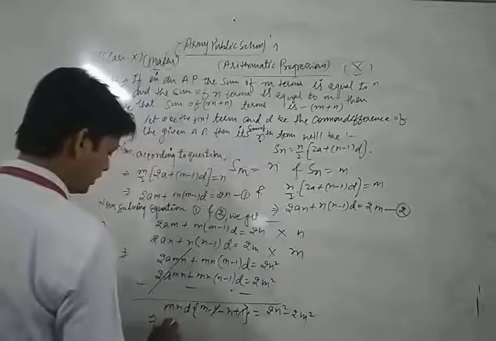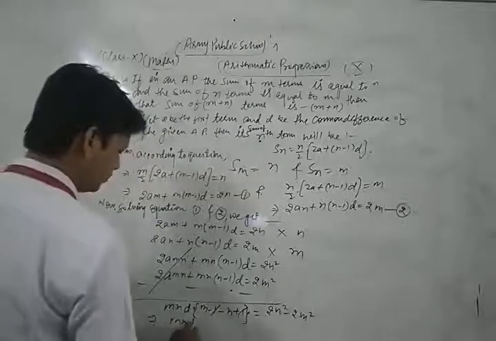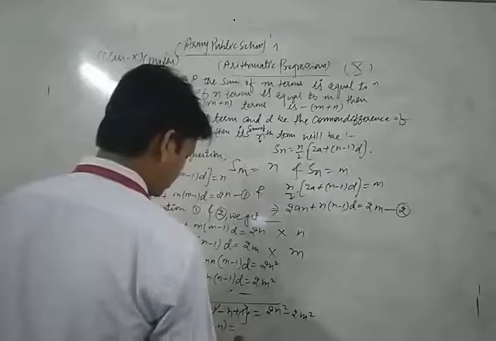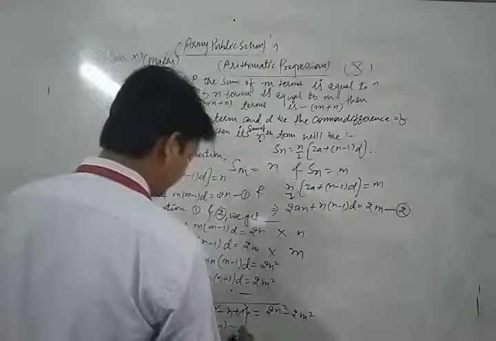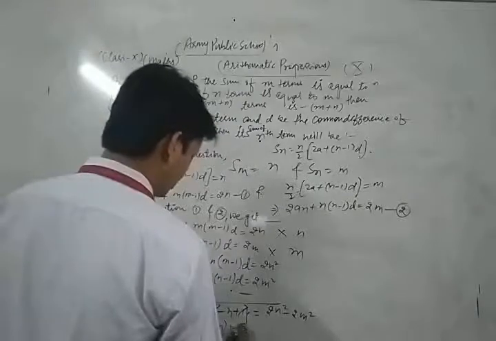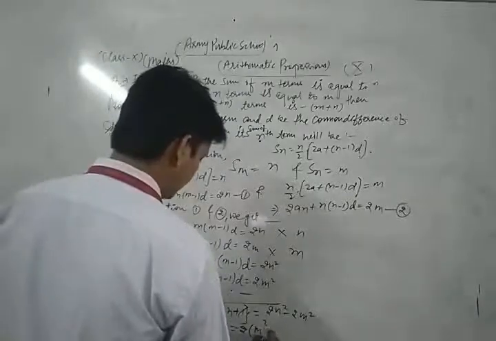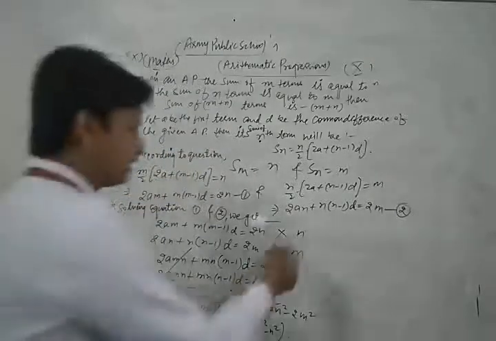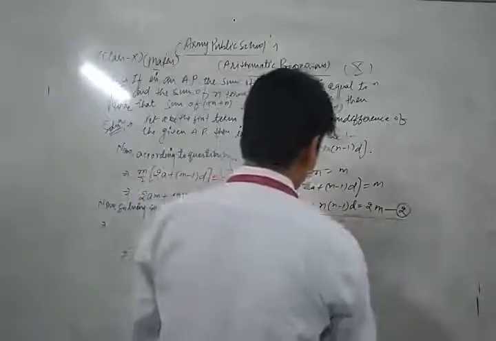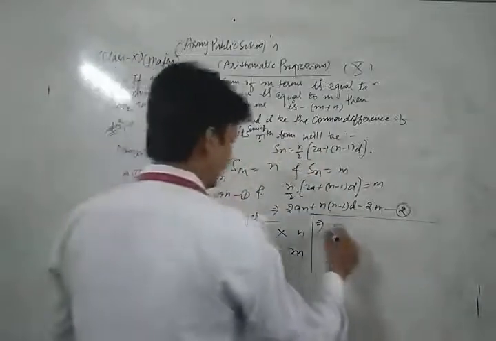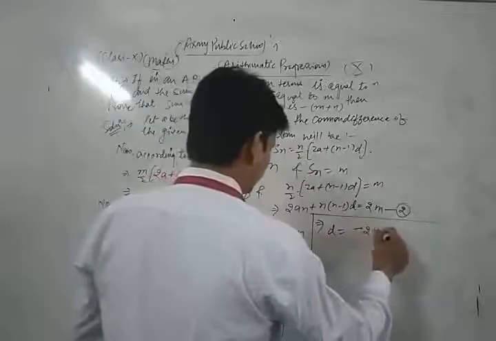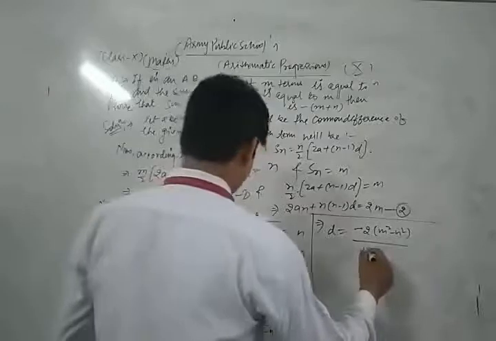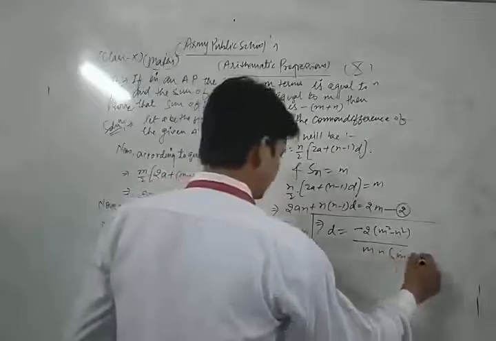So we get mn into d in bracket (m minus n) is equal to, we take minus 2 as common, so we get m square minus n square. Now we get mnd equal to minus 2 (m square minus n square) upon this is m and in bracket m minus n.